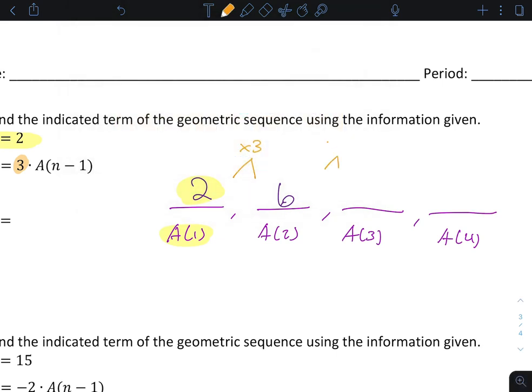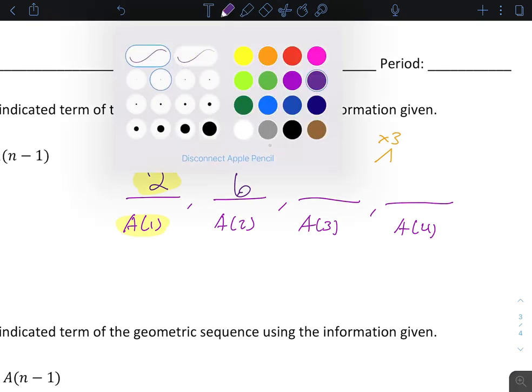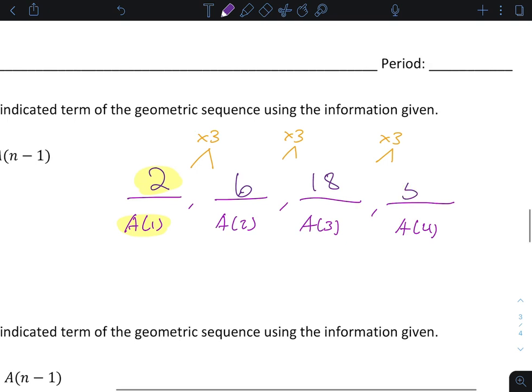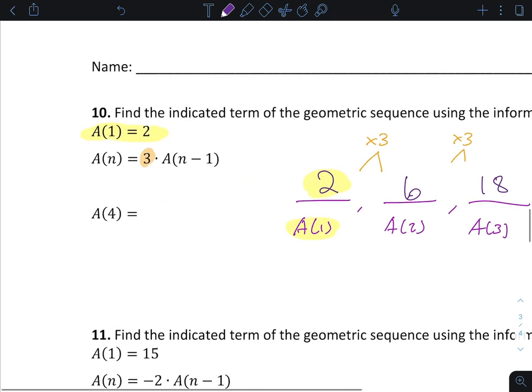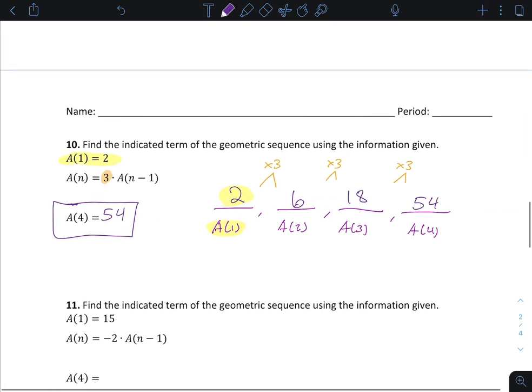Same thing on the next one. Multiply that by 3 and multiply the last one by 3. So 6 times 3 is 18. And then we'll do 18 times 3, and that would be good old 54. So that says that A of 4 is 54. That's good enough. So that's what I recommend doing. Go ahead and write out all the terms leading up to it, and you already know the initial term and the common ratio.